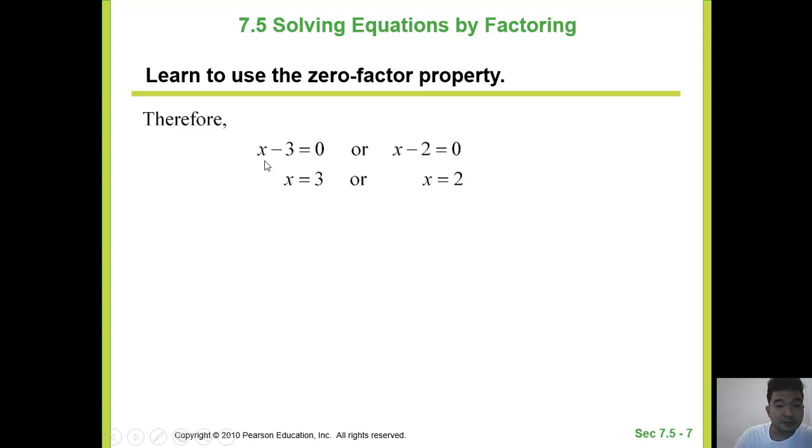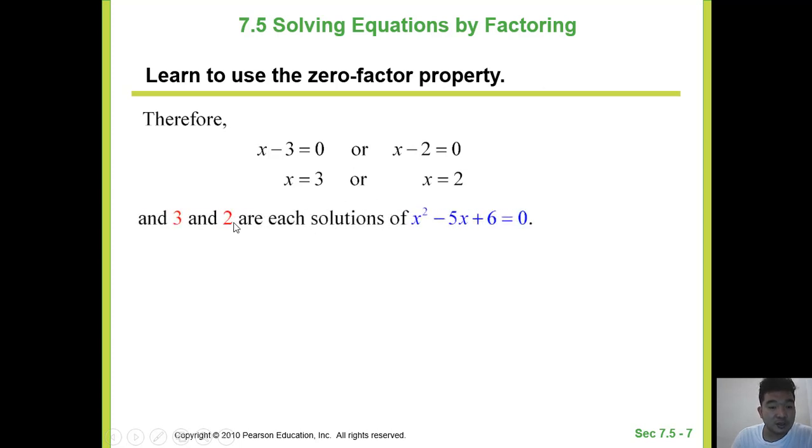Therefore, x minus 3 is equal to 0. Then we solve for x. We add positive 3 to both sides of the equation. So, x equals 3. And the other factor x minus 2, which is also equal to 0, adding positive 2 to both sides of the equation by the addition property of equality, you will have x equals 2. So 3 and 2 are the solutions of the quadratic equation x squared minus 5x plus 6 equals 0.